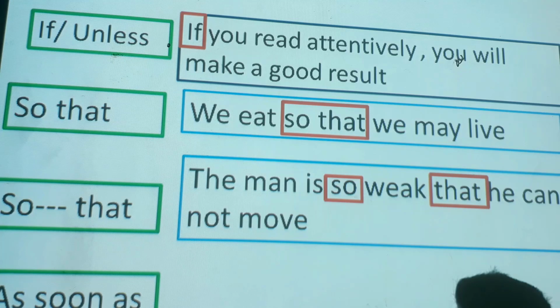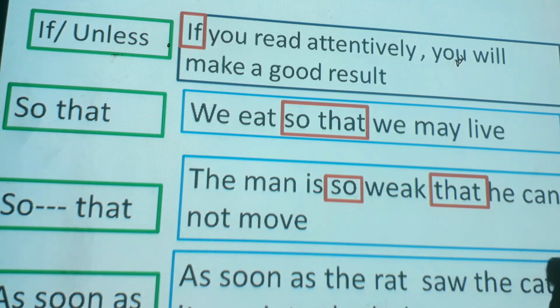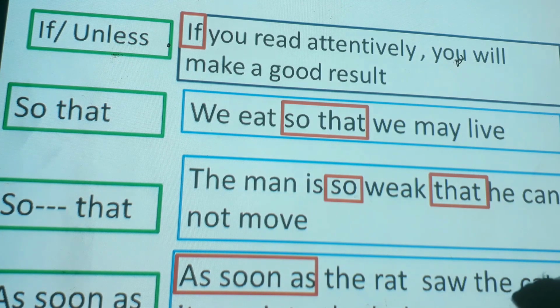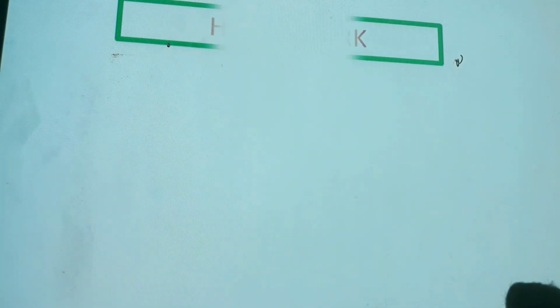Okay, my dear students, next, as soon as. When you will see the sentence as soon as, then you will think the sentence is complex sentence. As soon as the rat saw the cat, it ran into the hole. In this sentence we see as soon as. When you will see in a sentence as soon as, then you will think the sentence is complex sentence.